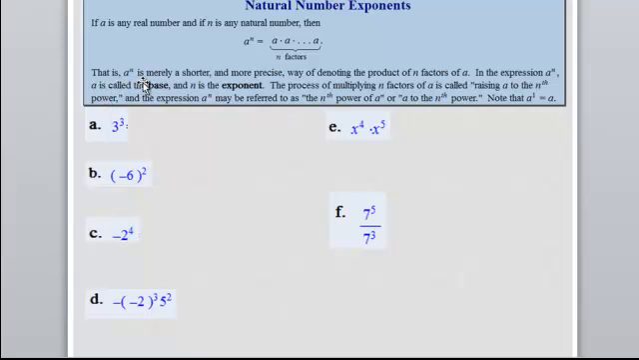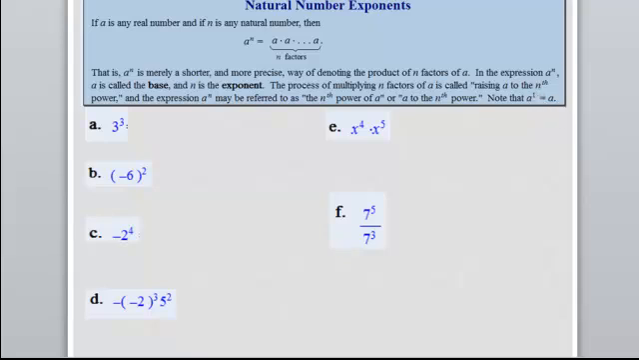That is, a to the n is merely a shorter and more precise way of denoting the product of n factors of a. In the expression a to the n, a is called the base and n is the exponent. The process of multiplying n factors of a is called raising a to the nth power, and the expression a to the n may be referred to as the nth power of a or a to the nth power. Note that a to the first power is equal to a.